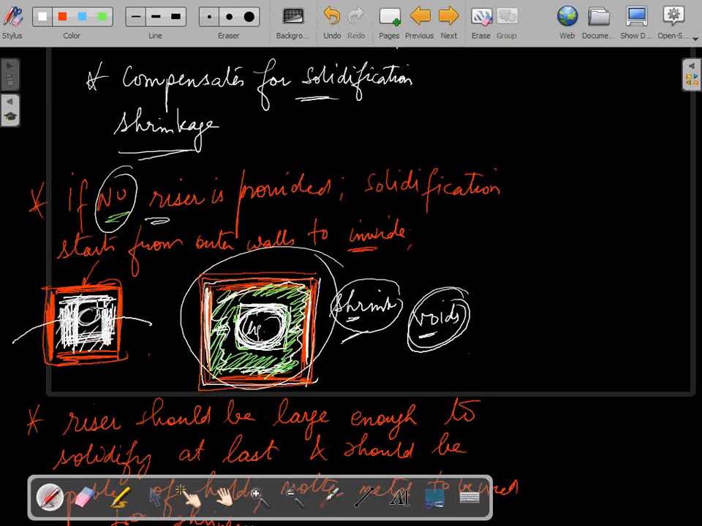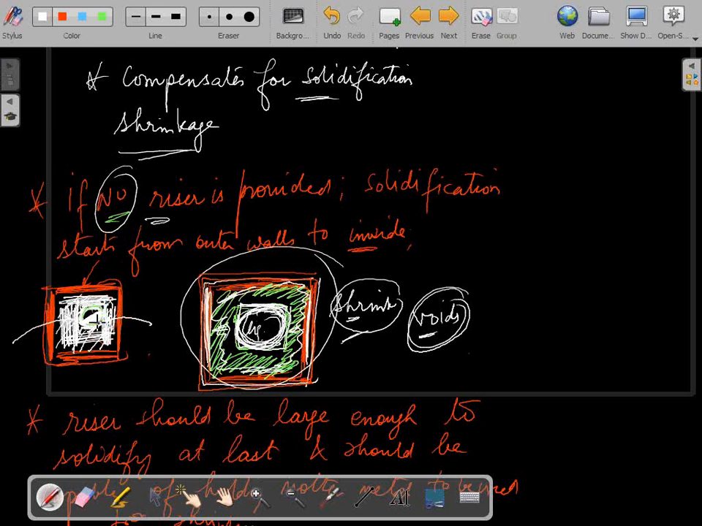So when this liquid starts to cool down, it will shrink. When it shrinks, the shrinkage compensation has to be there, but there is nothing to compensate, there is no riser. So who will compensate for this? It is surrounded by solid from all sides, so it cannot have extra liquid metal to compensate for the shrinking. So when it solidifies, for example, this is the volume of liquid. When it solidifies, the volume reduces.